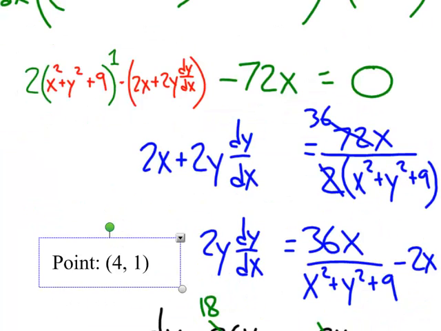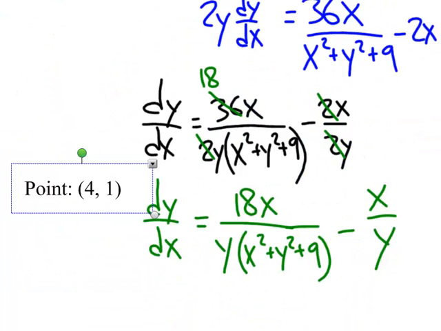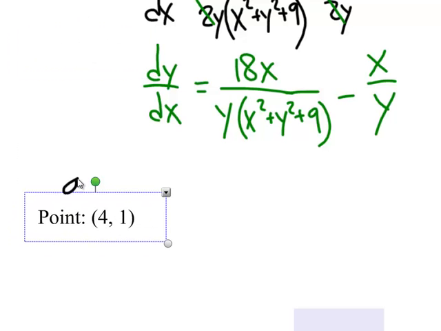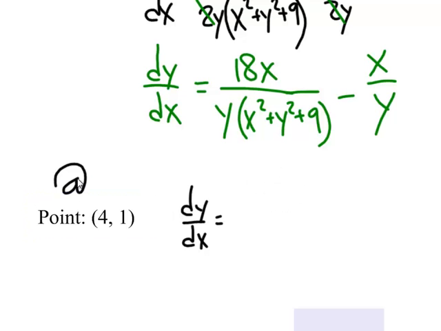We are interested in this point 4, 1. So at the point 4, 1, let's go ahead and plug in. So x equals 4, y equals 1. That means that the derivative at that point will be 18 times 4. And let's go ahead and just calculate that. 18 times 4 is going to be 72.